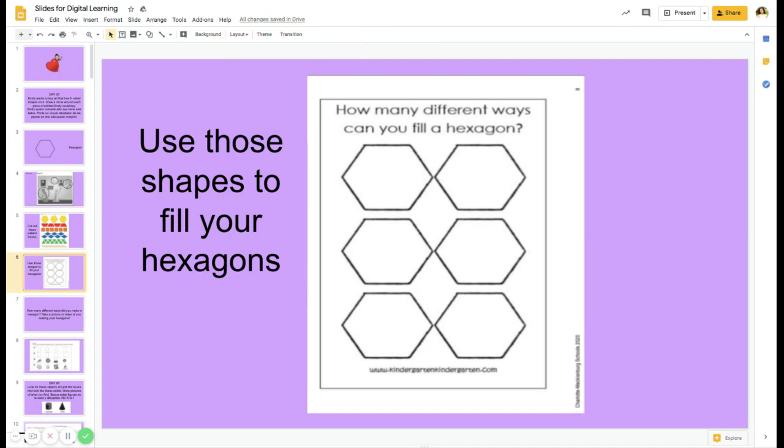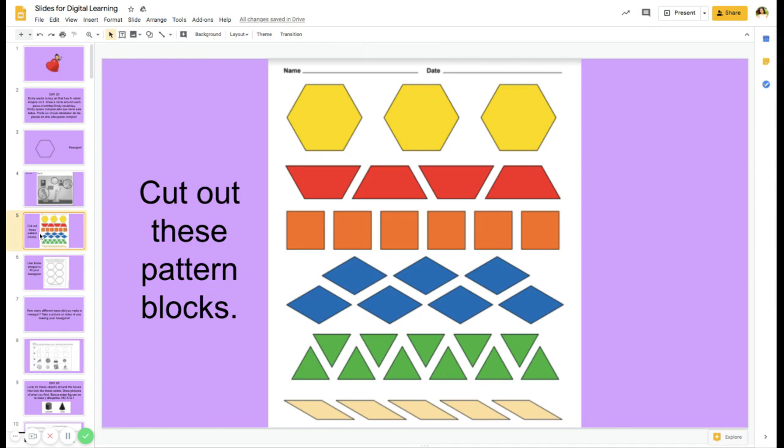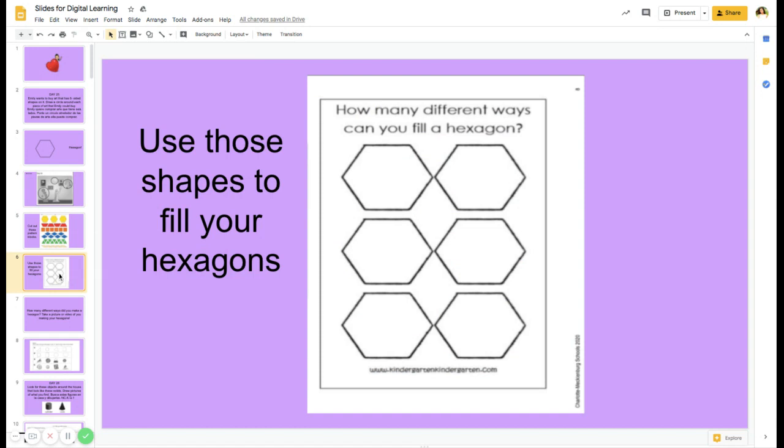But what you're going to do is you're going to take these shapes, these colorful shapes that you've cut out or drawn, and you're going to fill in these red and orange and yellow and blue and green and tan. You're going to take all of those shapes and you're going to fill them into your hexagons and see what different ways can you make these hexagons, okay?